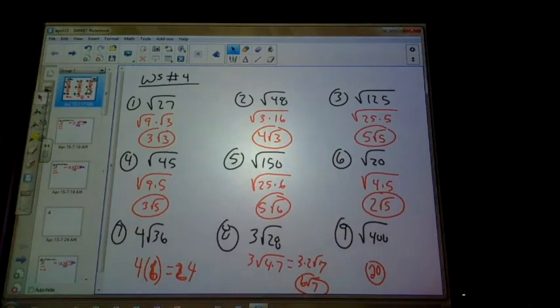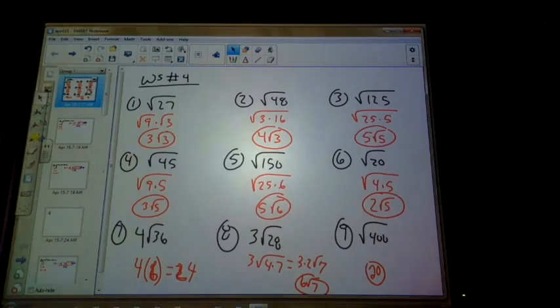125 breaks down to 25 times 5, so that gives me 5 root 5. Number 4 breaks down to 9 and 5, so square root of 9 is 3, so I get 3 root 5. 150 breaks down to 25 and 6, so I get 5 root 6. Number 6 breaks down to 4 and 5, so that's 2 root 5.